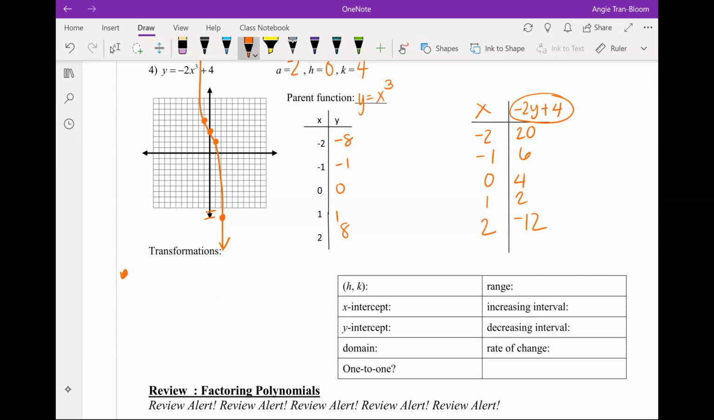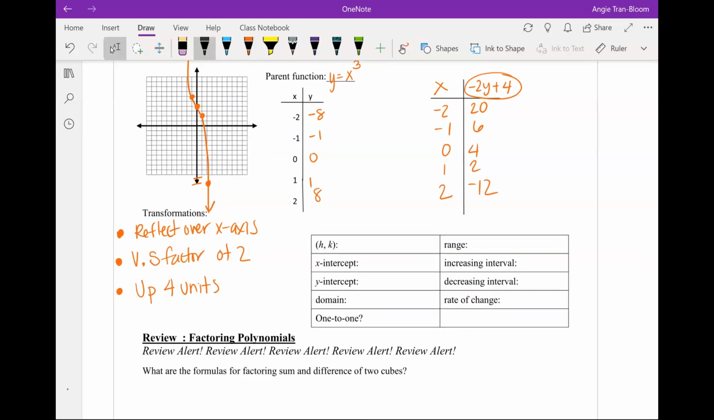Transformations. Okay. Give me all 3 transformations. How do we state those? Good. Reflect over x-axis. That takes care of the negative. Next. 2 is a bigger value than 1, so it can't be compression. Vertical. Good. Okay. And then last transformation. Up 4 units. Beautiful. Good job. All right, let's fill out the table.